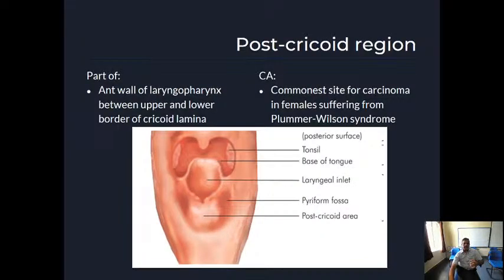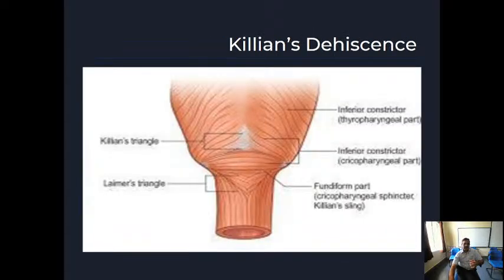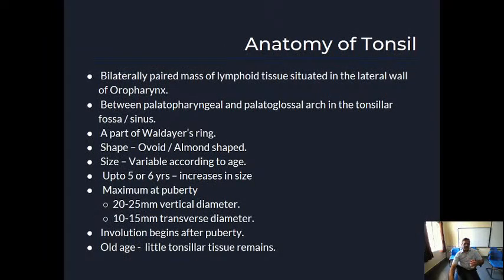Then we come to the anatomy of the tonsil. We have dealt with the anatomy of the adenoids and now the anatomy of the tonsils, because they form the inner ring of Waldeyer. What are they? The adenoids, the tubal tonsils, the palatine tonsils, and the lingual tonsils.